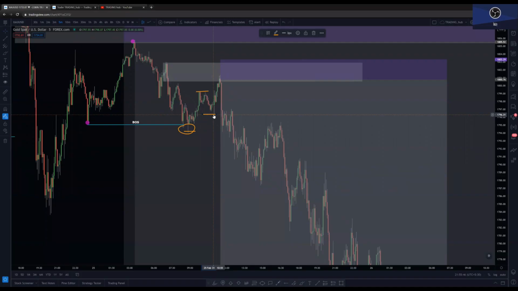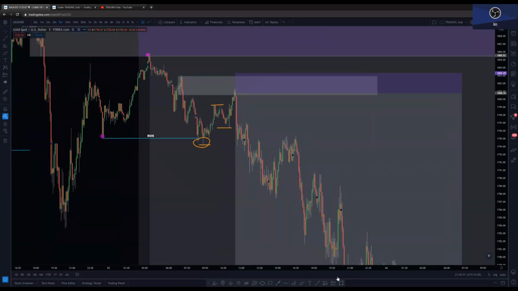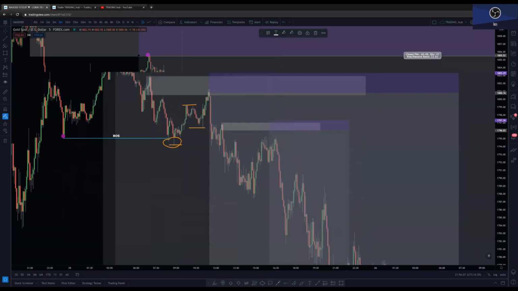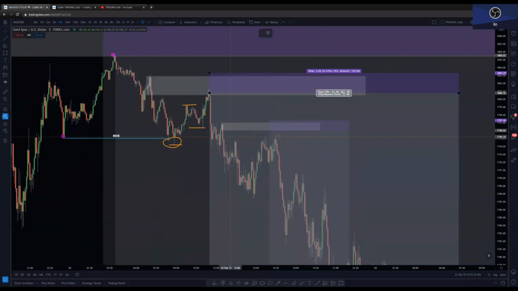Okay, so basically this is our other entry here, which is the order block. Your entry will be here, and the stop loss just above this high, and the target will be the same. And the market created these equal highs here.